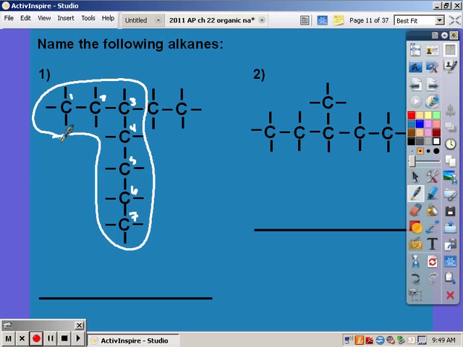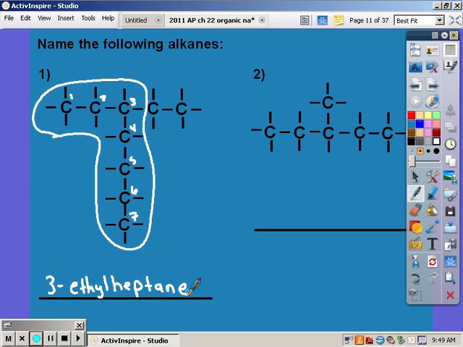First you need to state which carbon your substituent's coming off of. It's coming off of 3, and now we need to say how many carbons. There's 2, so instead of saying ethane, I'm going to say ethyl. We changed the ending to yl. And then my longest chain was 7, so it's heptane. So 3-ethylheptane.